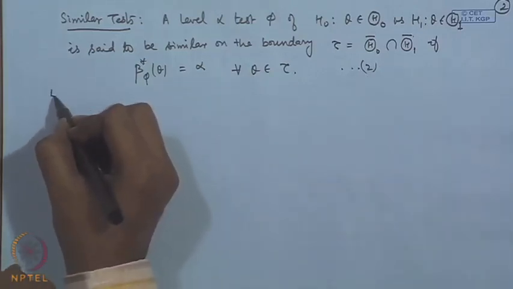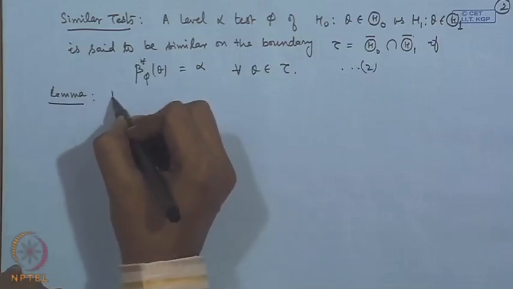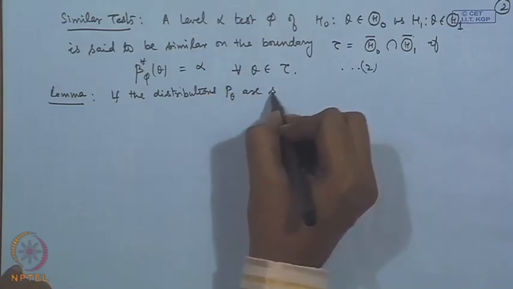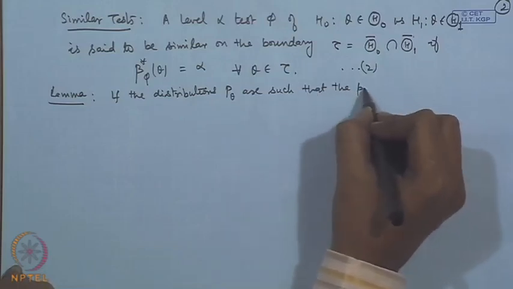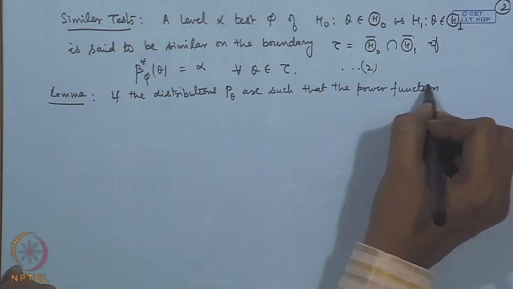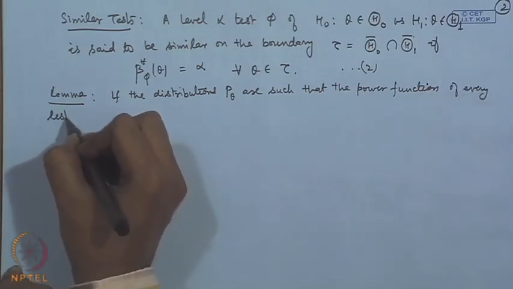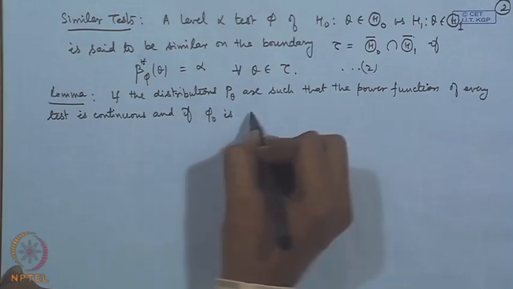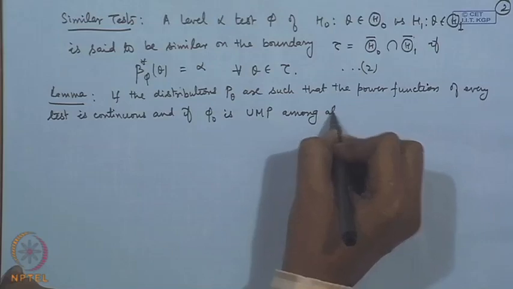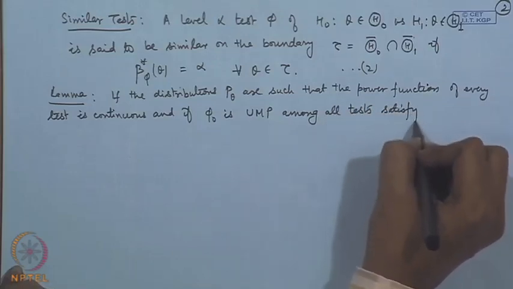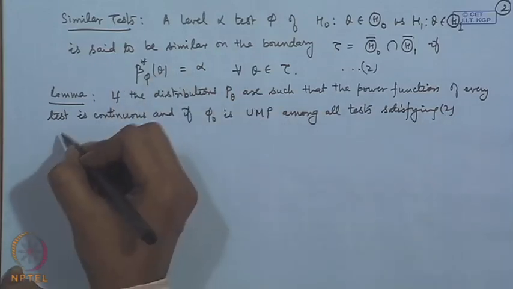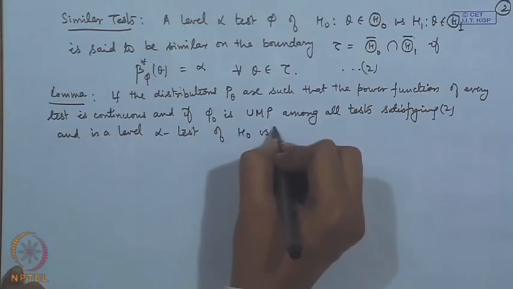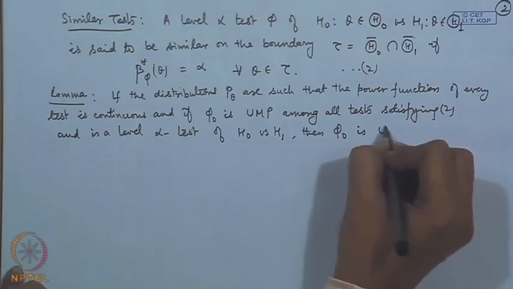We have the following lemma here. If the distributions p theta are such that the power function of every test is continuous, and if phi naught is UMP among all tests which satisfy this condition of similarity, and is a level alpha test of H naught versus H 1, then phi naught is UMP unbiased.